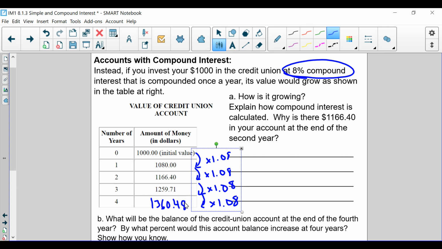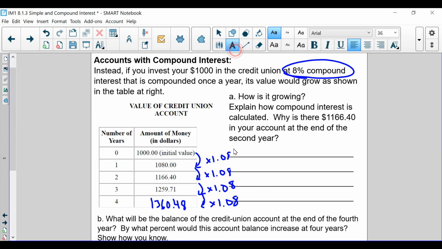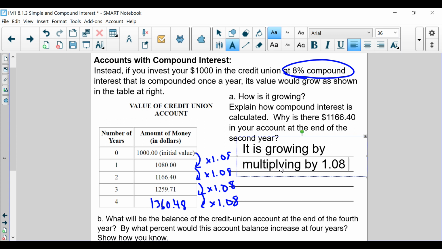So the question asks, how is it growing? Why is there this amount? Then we're going to write down, how is it growing? Well, we know it is growing by multiplying by 1.08 each year.